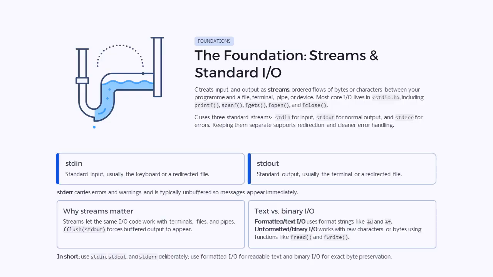Text versus binary I/O. Formatted or text I/O uses format strings like %d and %f. Unformatted binary I/O works with raw characters or bytes using functions like fread and fwrite. In short, use standard in, standard out, and standard error deliberately. Use formatted I/O for readable text and binary I/O for exact byte preservation.